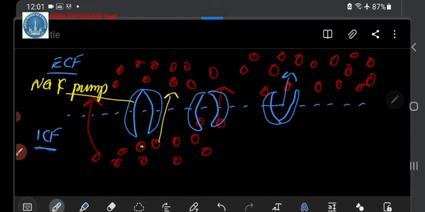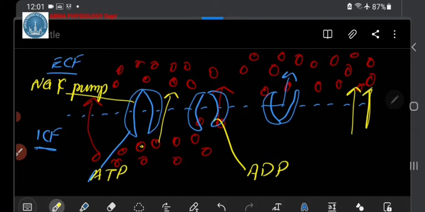Against the concentration gradient, with the expenditure of energy, forcing these low concentration molecules or ions into the higher concentration, and there will be an energy use in the form of ATP that is converted into ADP, and the net movement is against the concentration gradient. This is a type of sodium potassium pump of primary active transport.